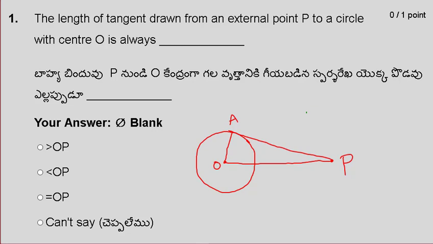Friends, this is the key video of the test conducted by Andhra Pradesh Mathematics Forum. Let's see the first question. The length of tangent drawn from an external point P to a circle with center O is always dash.